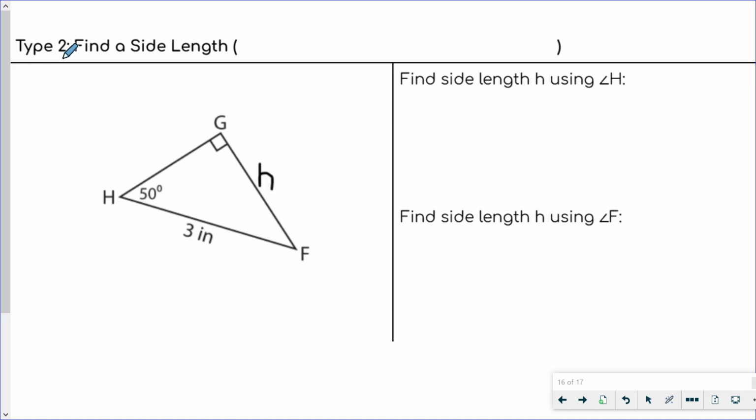Is to find a side length, okay? This uses a calculator. So please know that anytime you are finding a missing side using trigonometry, you are going to need to use a calculator. Now, I'm going to show you how you can find length h using two different angles and two different trigonometric functions.